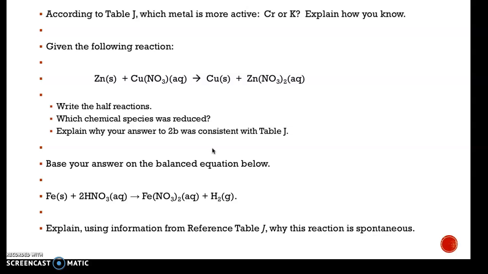For problem number 2, it says we have to write the half reaction, find out which species is reduced, and then explain why it is related to Table J. Now, just to do this real quickly, Zn has an oxidation state of 0. Cu has an oxidation state of 0. I'm only going to focus on Cu and Zn. But Cu over here would have an oxidation of +2, and then Zn over here would have an oxidation state of +2.